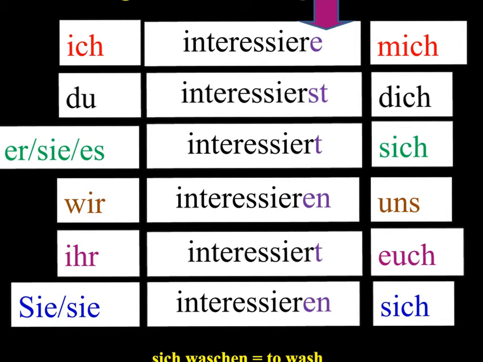This grid gives a summary of the endings and of the reflexive pronouns. So if you want to say he showers himself, you simply use er, take the word dusch, add the t, and sich. If you wanted to say we inform ourselves about the news, we would say wir informieren uns über die Nachrichten.